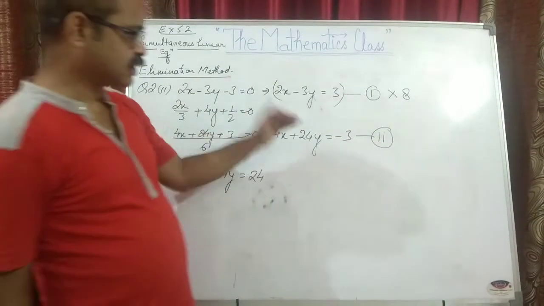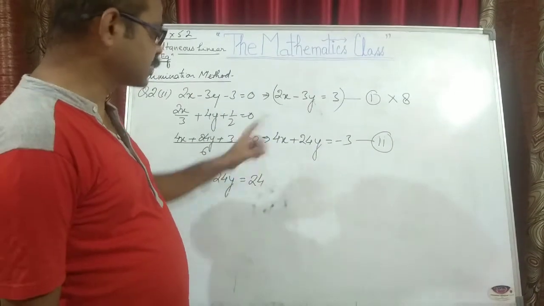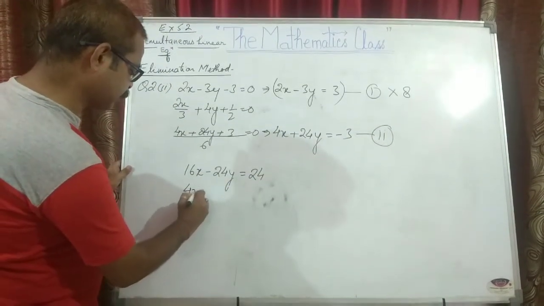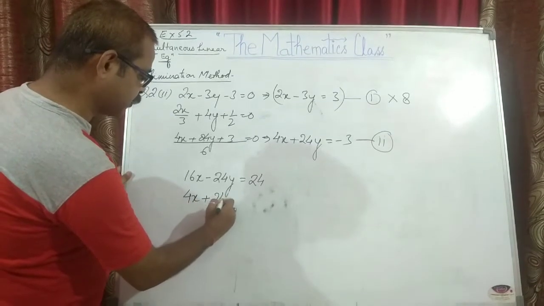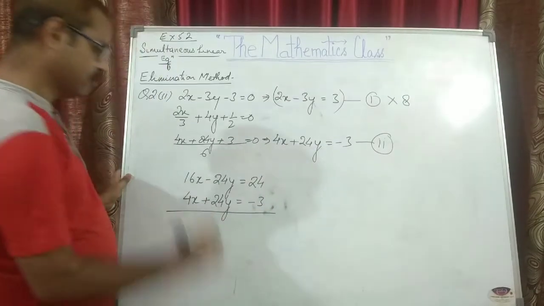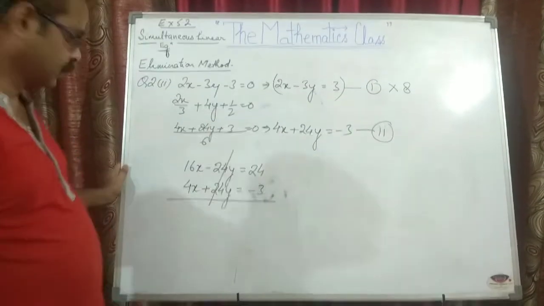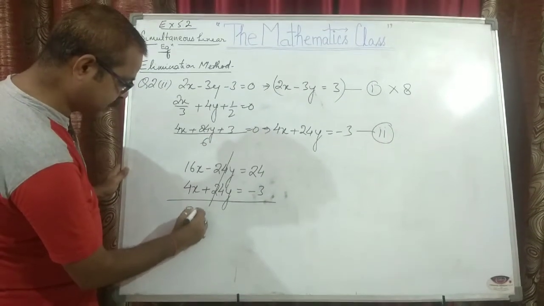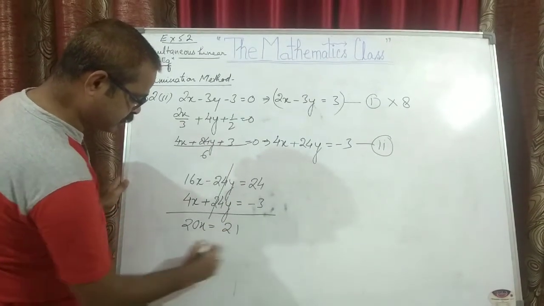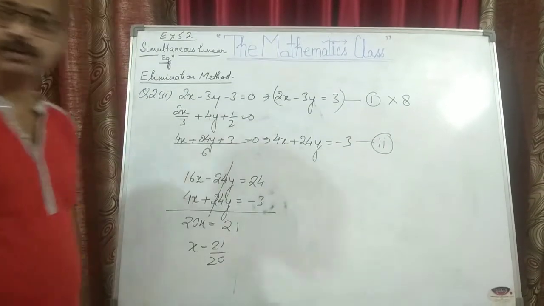And then subtracting equation number 2 from this, or rather simply adding, not subtracting, adding equation number 2, which is 4x plus 24y is equal to minus 3. When you add these two equations, plus and minus will cancel each other. You will be left with 20x is equal to 24 minus 3, which is 21. So x is 21 upon 20.